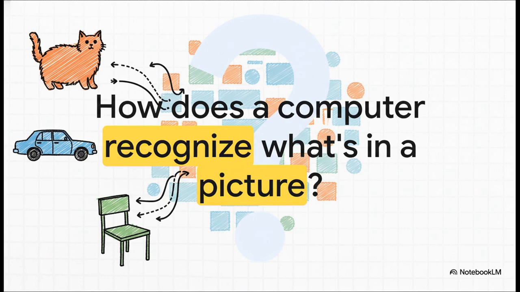It all boils down to this one question, right? For us, it's instant. We see a cat, we know it's a cat. But a computer doesn't see, it just sees data. A ConvNet is a machine built to solve this exact problem, to hunt for patterns in pixels that scream cat or car or anything else.